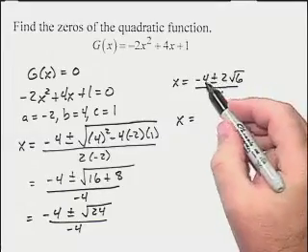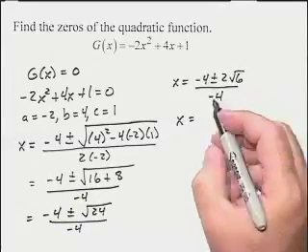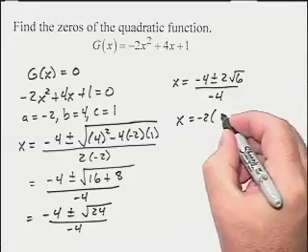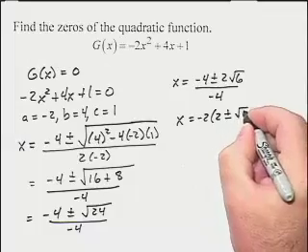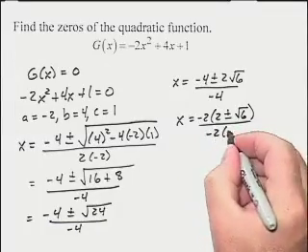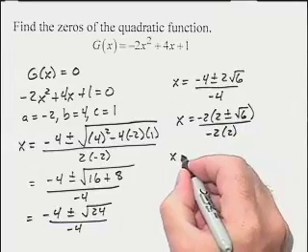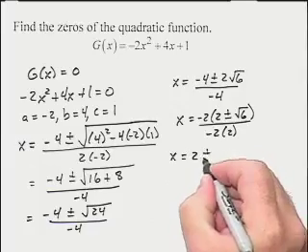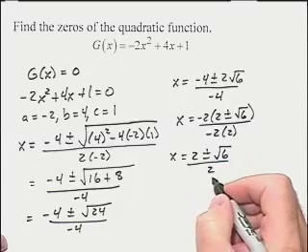Next, we're going to cancel a common factor of negative 2. So we could factor a negative 2 out of the numerator. We'd have negative 2 times 2 plus or minus the square root of 6. That's our numerator. In the denominator, we could write negative 2 times 2, and cancel the negative 2's then. We'll have x is equal to 2 plus or minus the square root of 6 divided by 2.